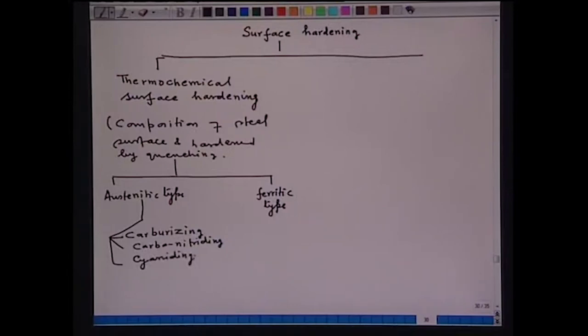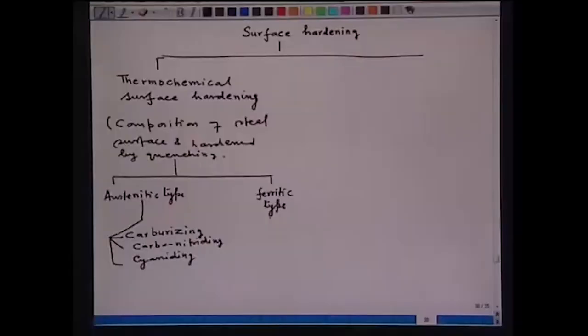In one case, you introduce carbon, for example, in carburizing, in carbonitriding, carbon and nitrogen, and so on. In the ferritic type, it consists of nitriding, and then you have nitrocarburizing.